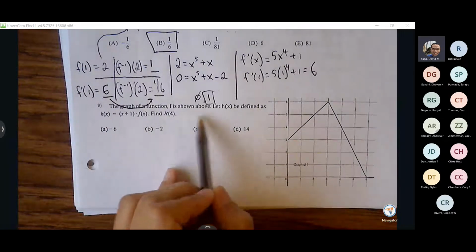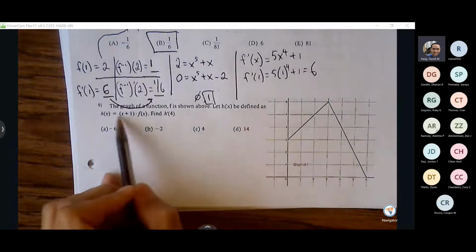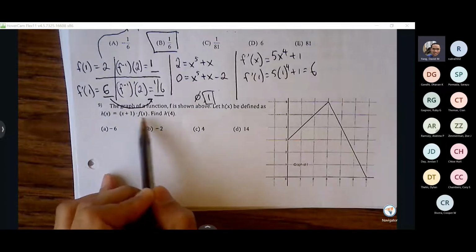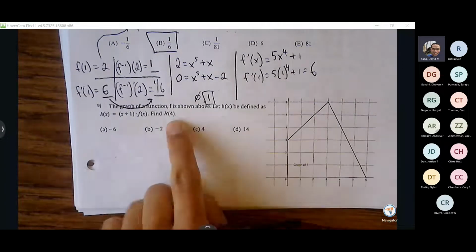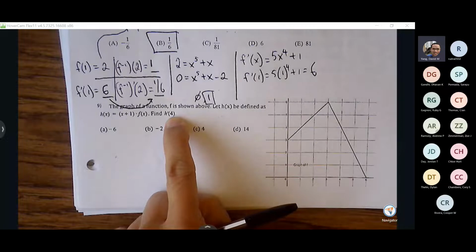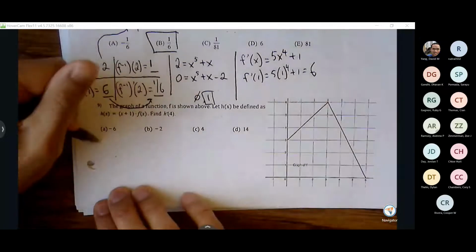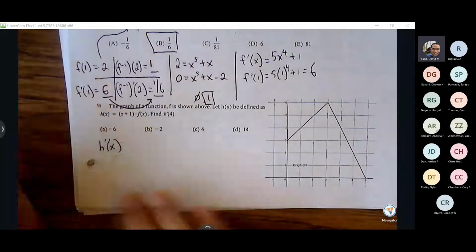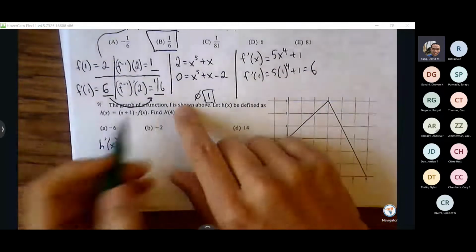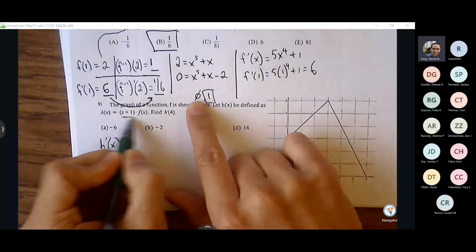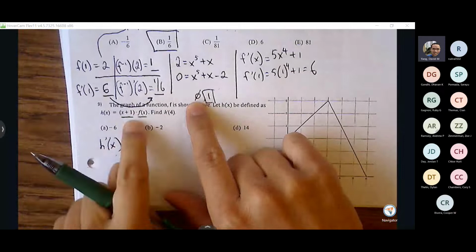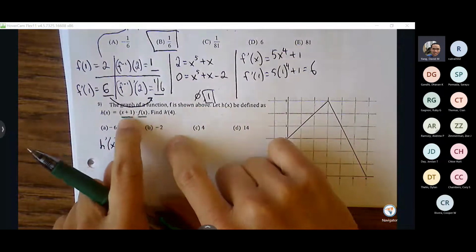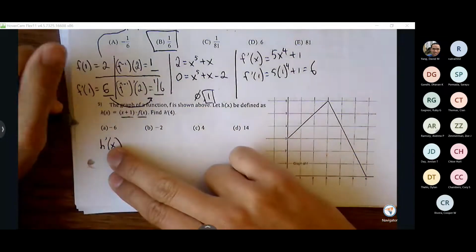Okay, the graph of the function is shown. Let h be defined as h of x equals x plus 1 times f of x. Find h prime. So first things first, we need to find h prime of x. To find h prime of x, we need to recognize that these are two separate things being multiplied together. If I want to find the derivative of something that has a multiplication in between, I've got to go through product rule.